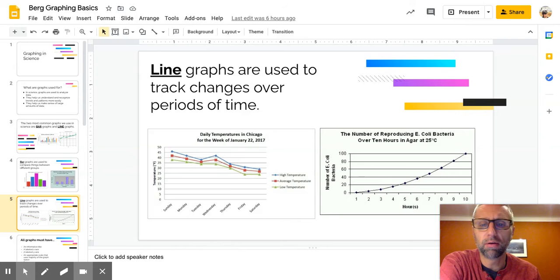And the thing that always gives away when it is supposed to be a line graph is that on the x-axis, we have some unit of time. Over here on the right, we have hours, or on the left, we have days, but it's showing that over those periods of time, things have changed.